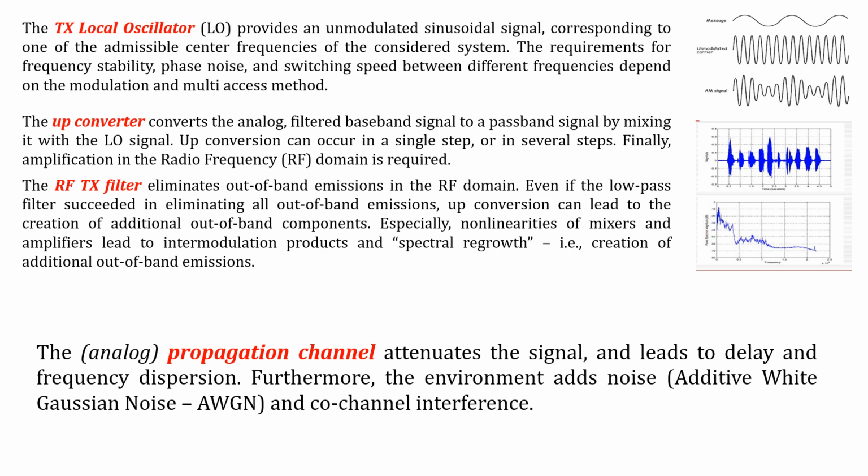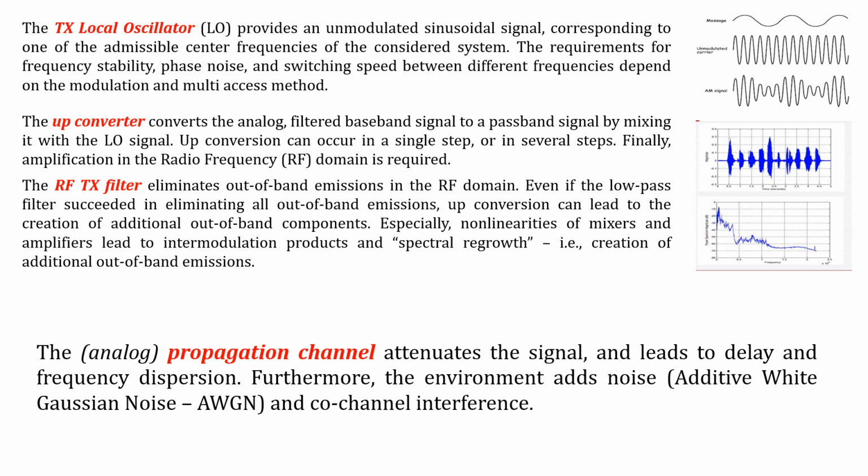And then we have the up converter, which converts the analog filtered baseband signal to a passband signal by mixing it with the local oscillator. This up conversion can occur in a single step or in several steps. Finally, amplification in the radio frequency domain is required. Then we have the RF transmission filter, which eliminates out of band emissions in the RF domain. Even if the low pass filter succeeds in eliminating the out of band emissions, the up conversion can lead to the creation of additional out of band components. And then we have the propagation channel. The propagation channel attenuates the signal and leads to delay and frequency dispersion.